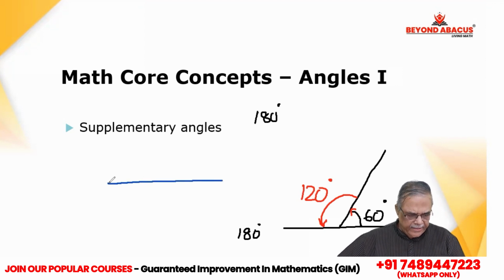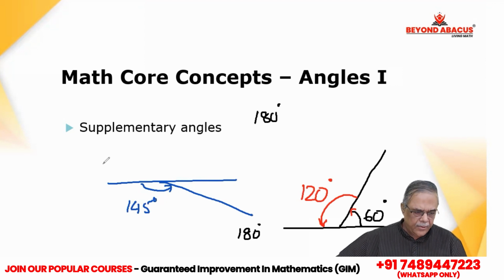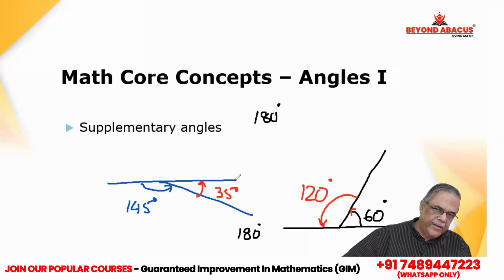Suppose this is another line and there is some angle like this here. Now this angle is rather 145 degree. Okay. So I have already traveled 145. Now I have to reach 180, so I travel the remaining distance. So this will be 35 degree. So 145 plus 35, they make 180 degree. So that is the concept of supplementary angles.